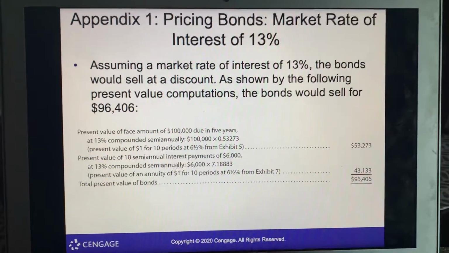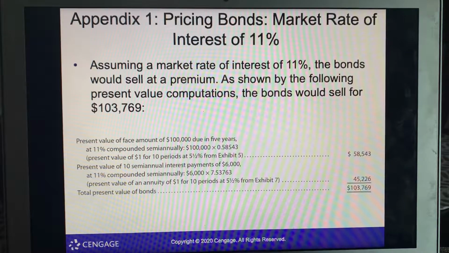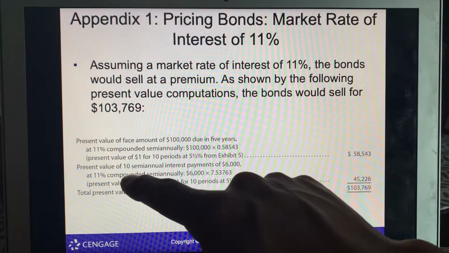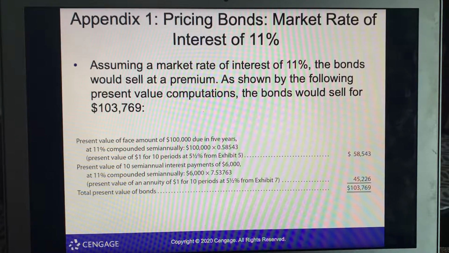Okay. And then here's 11%. Again, these are from the tables. 11% and then 11%, 10 semi-annual payments. And these are the values, 103,769.